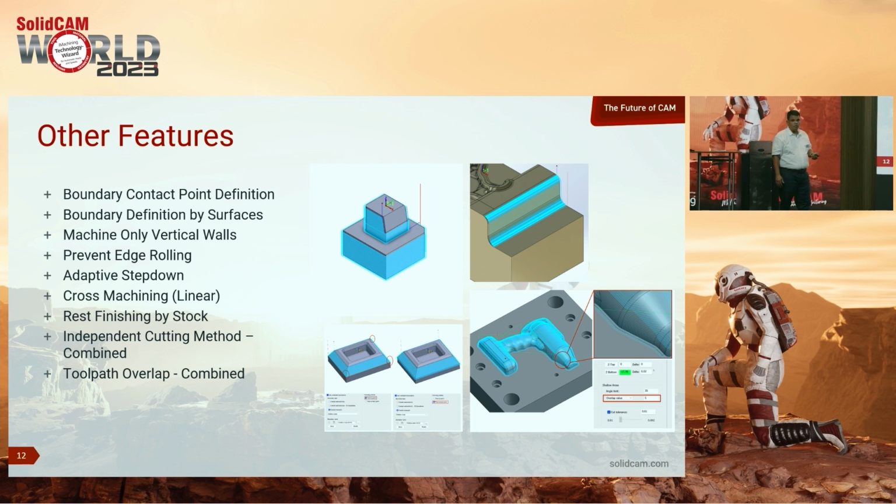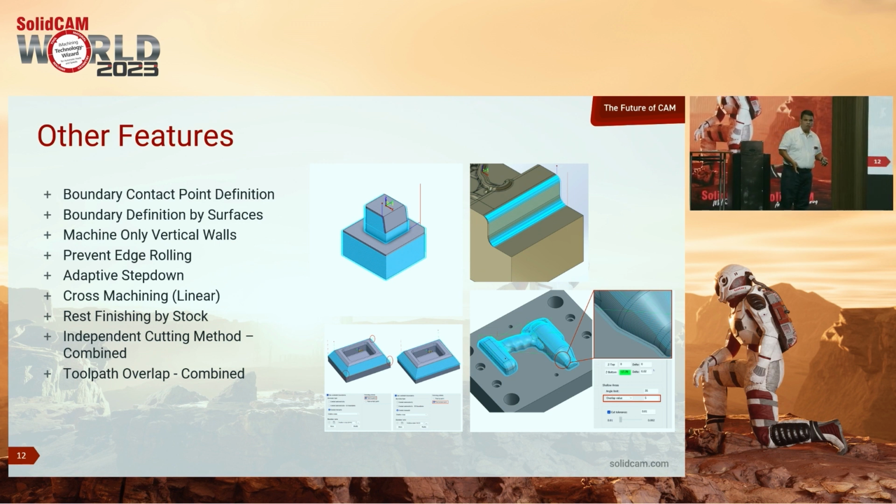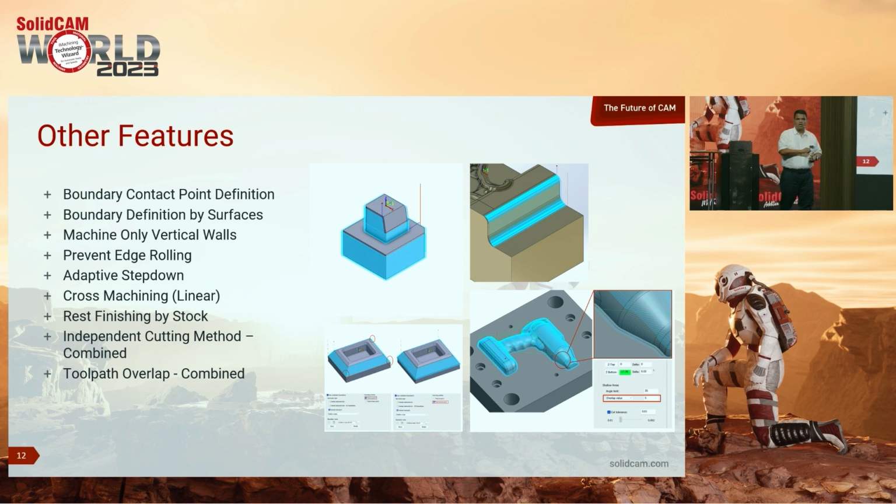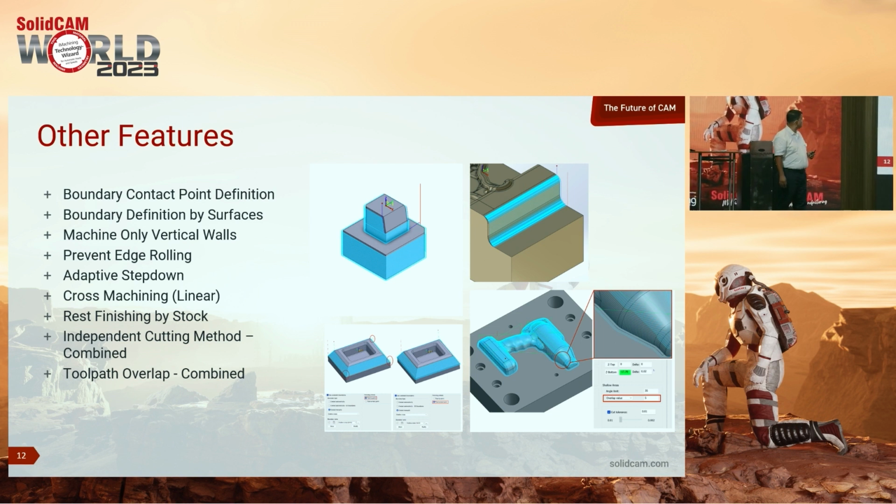Machine only vertical walls. So if your part has only vertical walls, you don't have to select anything. You don't have to put any kind of slope angle. You just say machine vertical walls, and it'll only machine all 90-degree walls without any definitions.